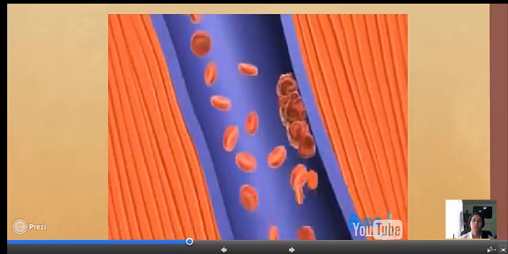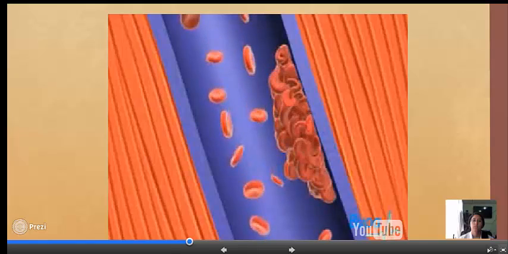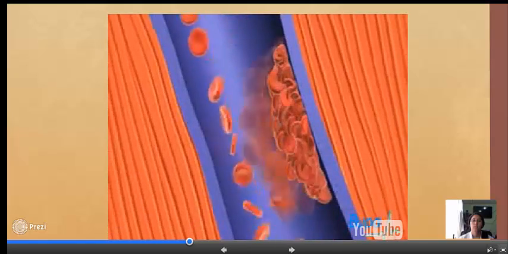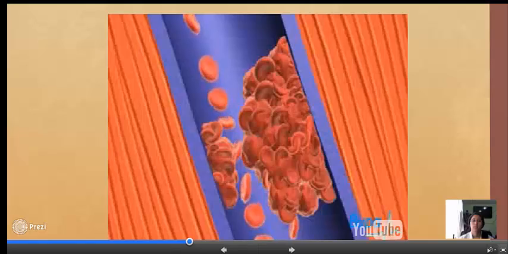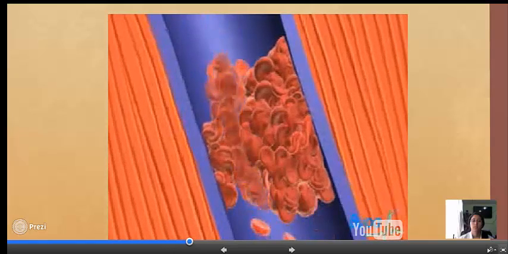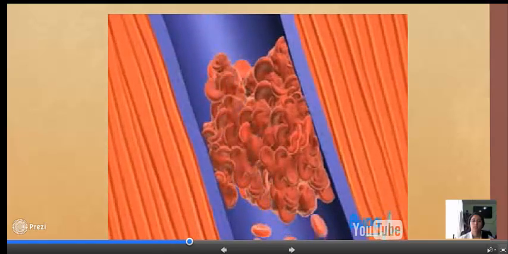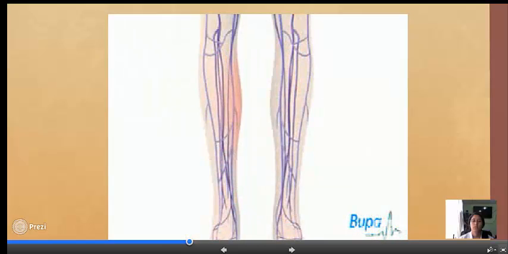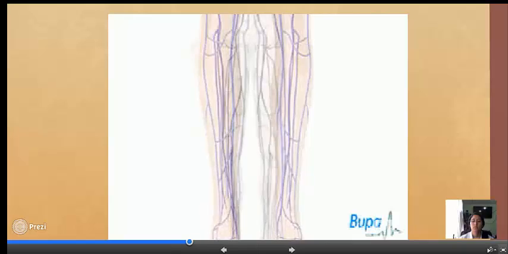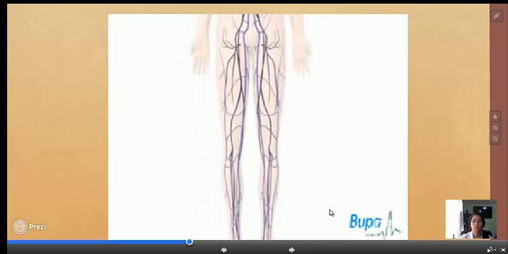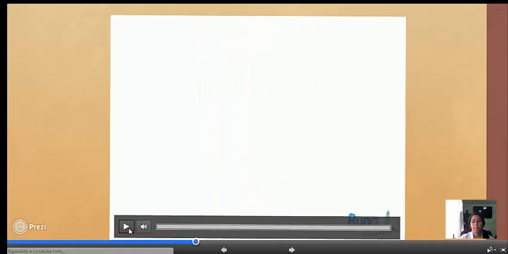Sometimes a larger blood clot can form. A larger clot can completely block the flow of blood through the vein. Here we show the blood clot growing larger. A large blood clot may cause pain and swelling in the affected leg. However, DVT doesn't always cause symptoms. This is the end of the animation. Click on the animation screen to watch.